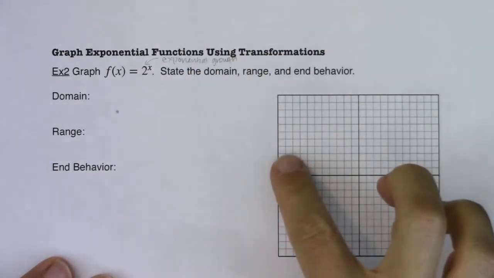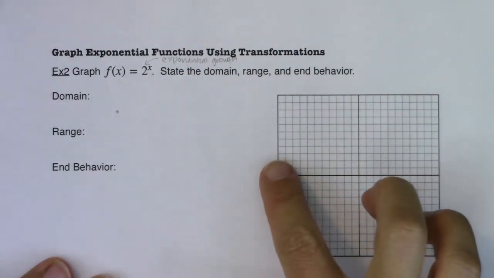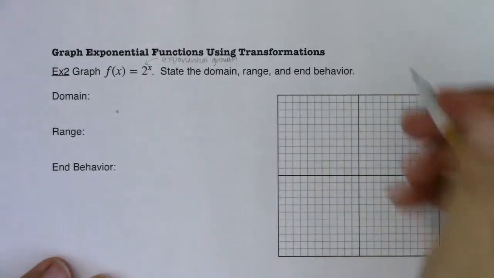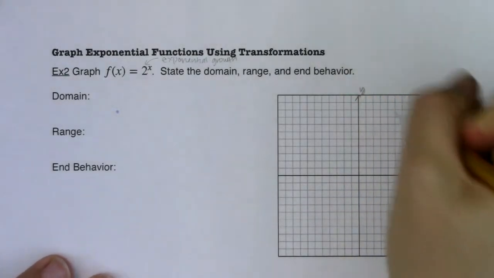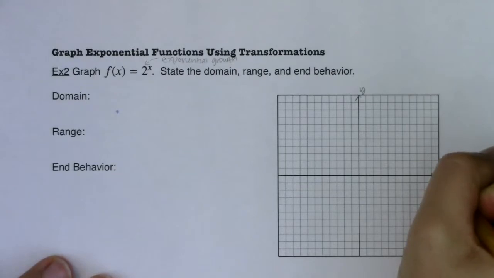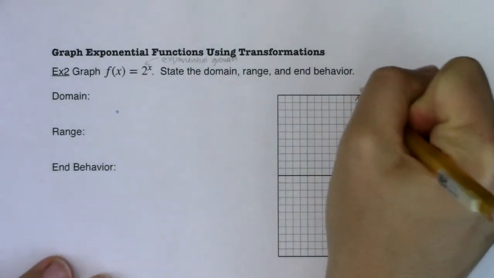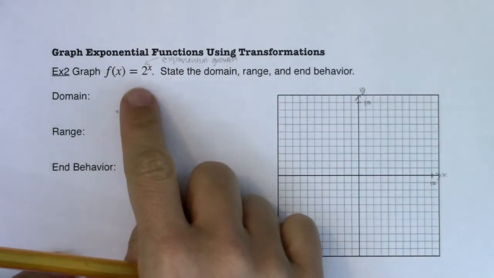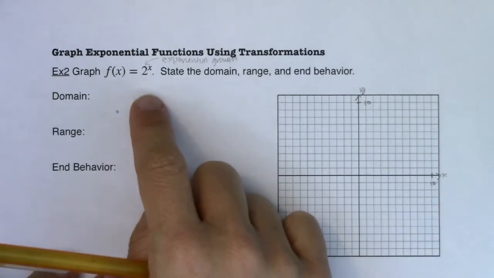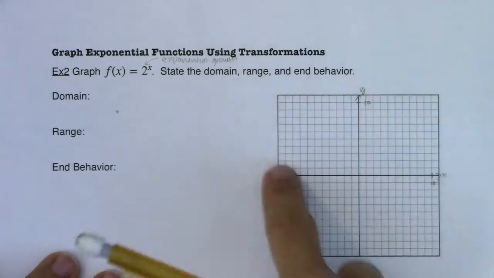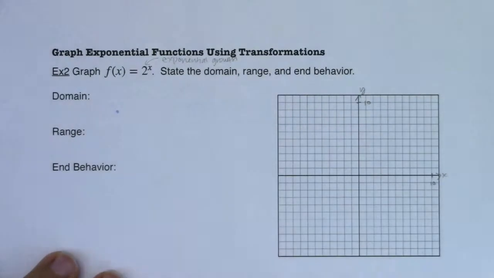Which means my basic function is going to start really close to the x-axis and scooch up. That's the general shape of my graph. And that's something we want you to know coming out of Math 31, that if you saw this equation, you could say, okay, it's exponential, base is greater than 1, it's exponential growth. If I air draw it, it's going to look something like that.